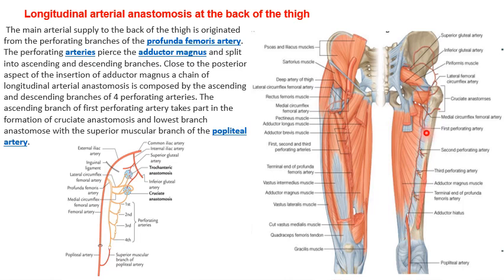So the ascending branch of the first perforating artery participates in the cruciate anastomosis, and the descending branch of the fourth perforating artery will anastomose with the superior muscular branch of the popliteal artery, thus forming a continuous longitudinal anastomosis which forms the main supply to the hamstring muscles.